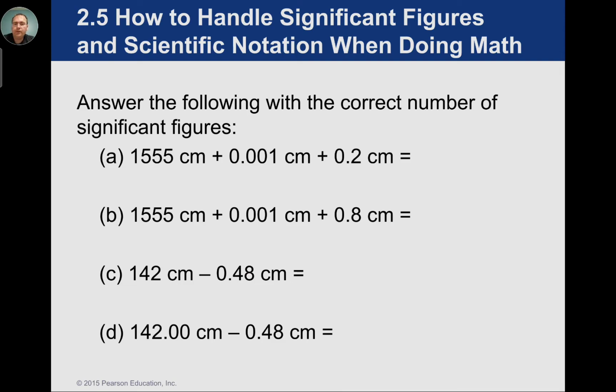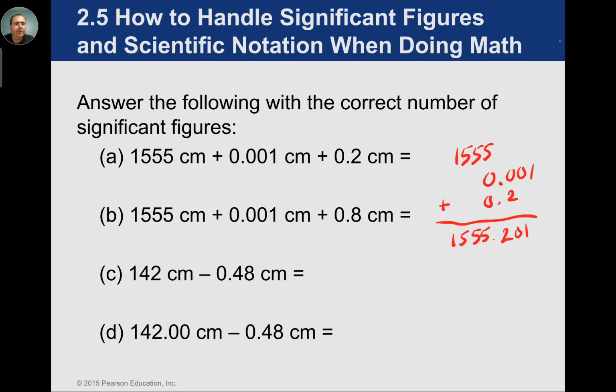As we look at addition and subtraction kinds of values, remember to line things up and see when those numbers run out. So if you have a 1555 and you're adding a 0.001 and you're adding a 0.2, notice when we add those up, we get 1555.201.